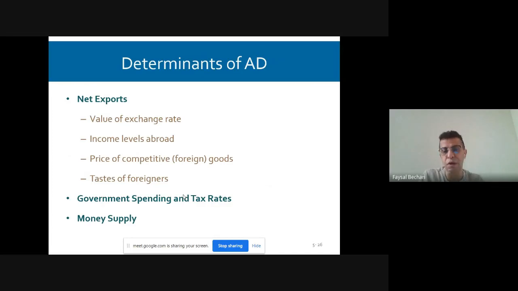How much is government spending? Are they spending on infrastructure, spending on education? These affect the economy. And the tax rate, how much is being taxed, and what the money supply is in the market, will help in spending.